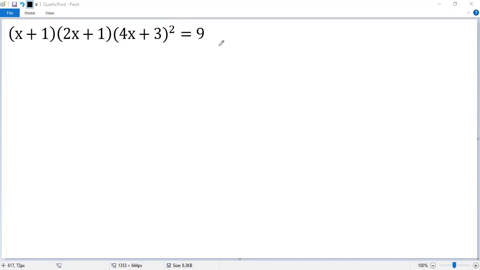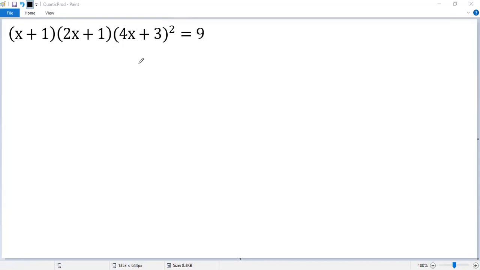How to solve the special equation. We can expand the left side, but we will get an equation of degree 4, which is hard to solve. So let's do it in a smart way. The key idea is to make all the coefficients of x the same.